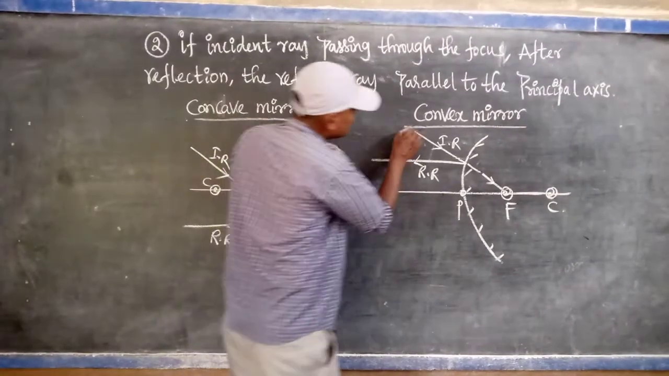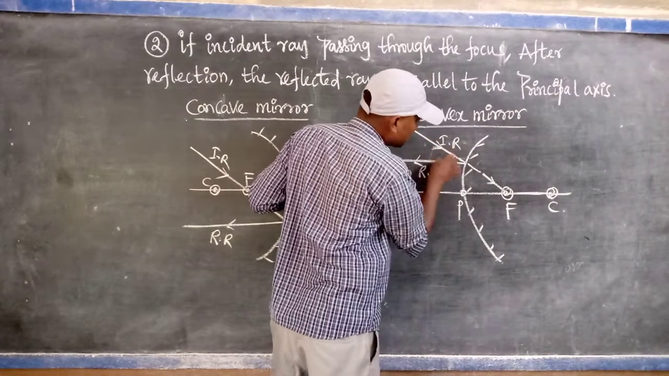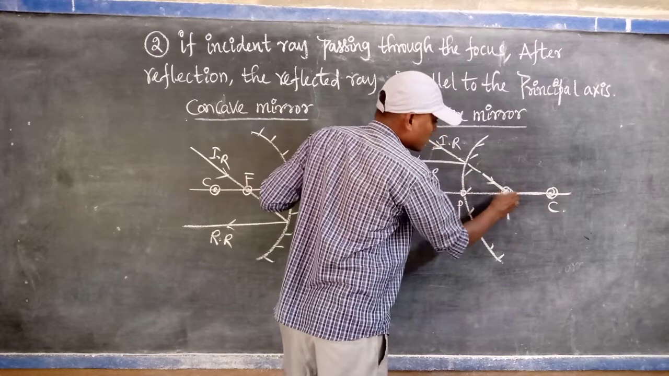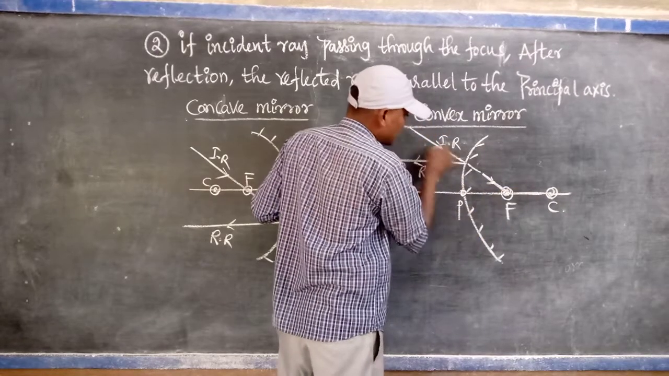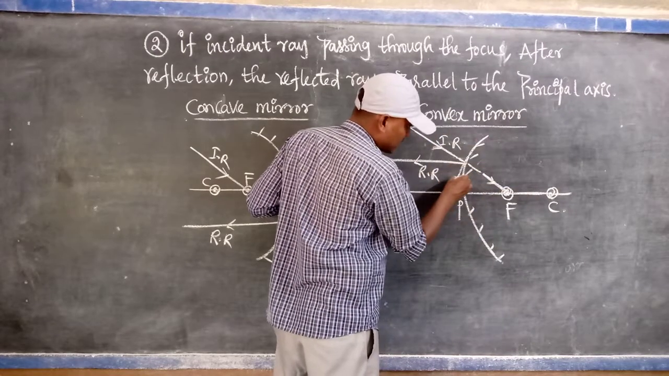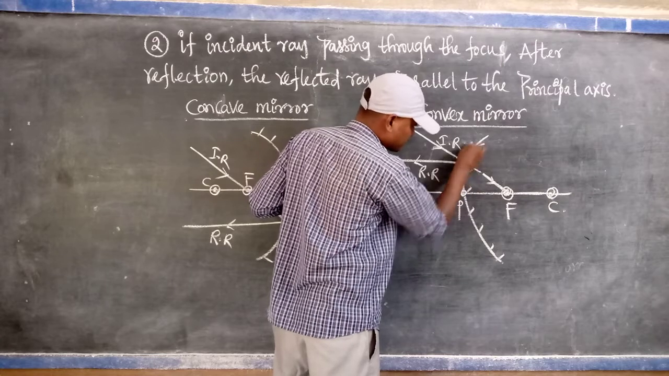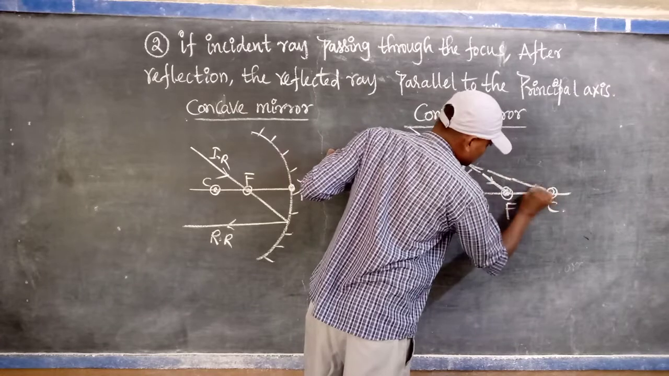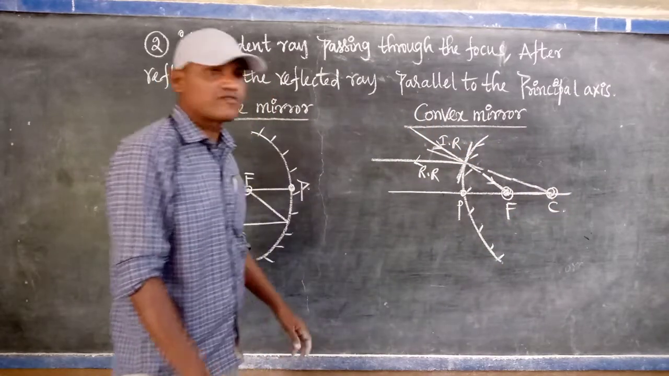That's why we are showing it clearly. In this one, this is the incident ray. If you produce the incident ray forward, it appears to meet at the focus. At that time, when the light falls here, you draw the normal. For this one, produce it backward. That's what will happen.